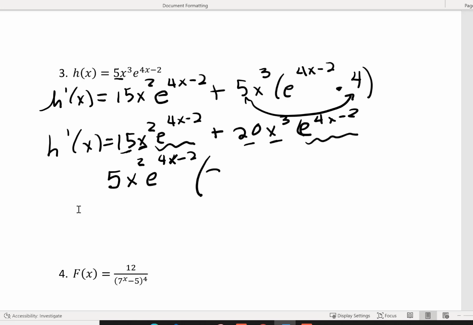15 divided by 5 is 3. The x squared is already taken out. The e is taken out. Plus 20 divided by 5 is 4. X cubed divided by x squared is x. So here's another way to write this same function.